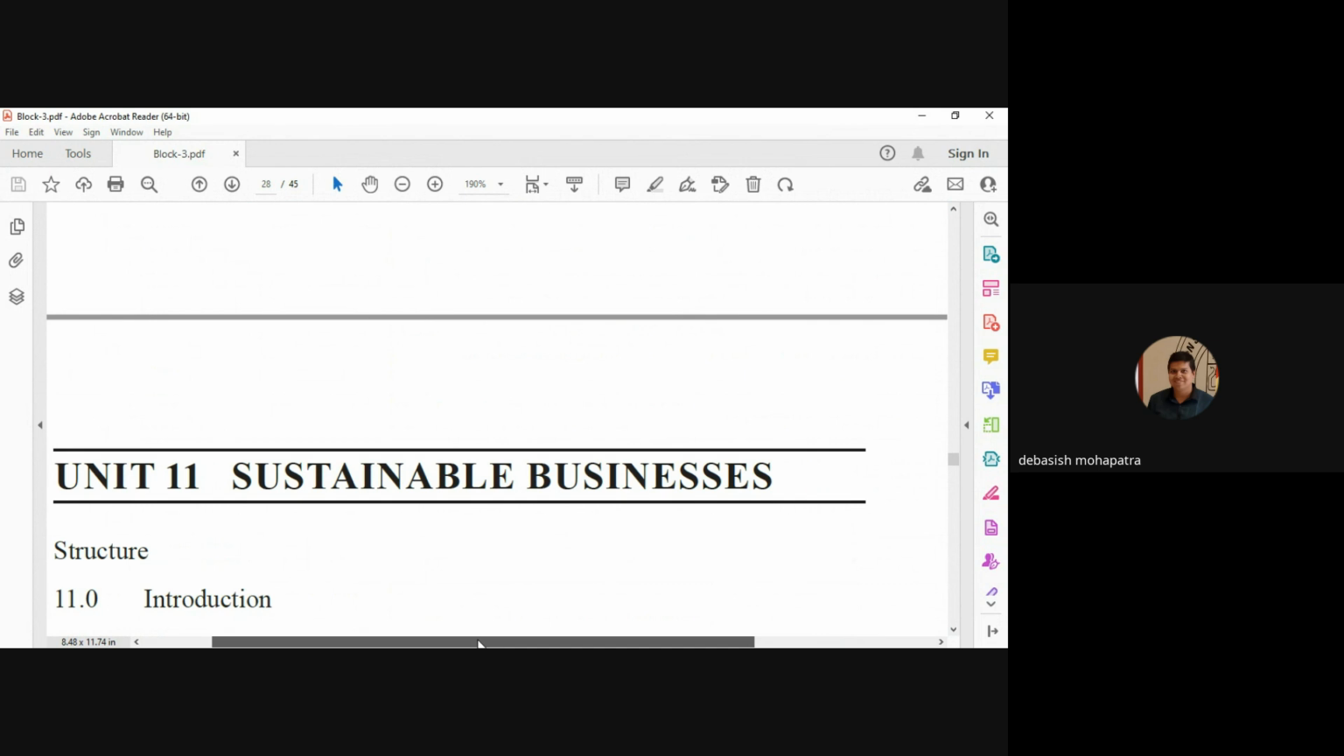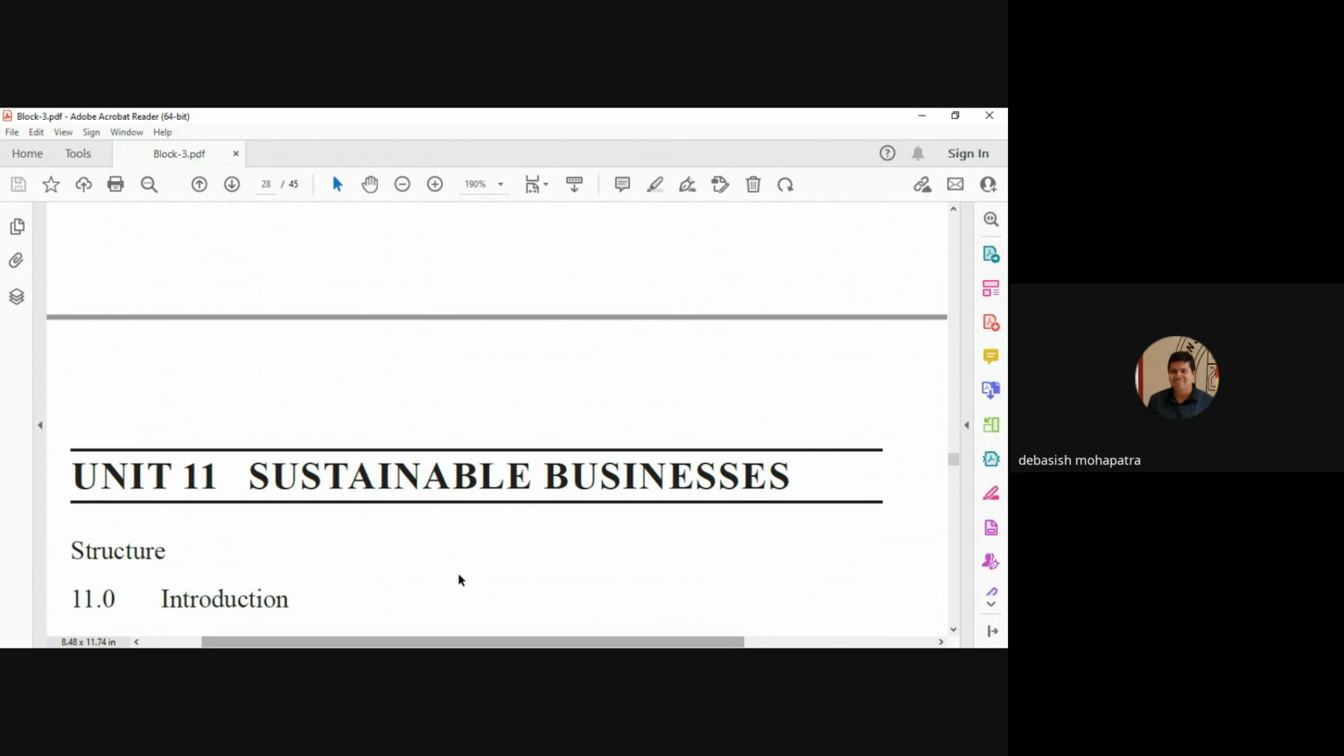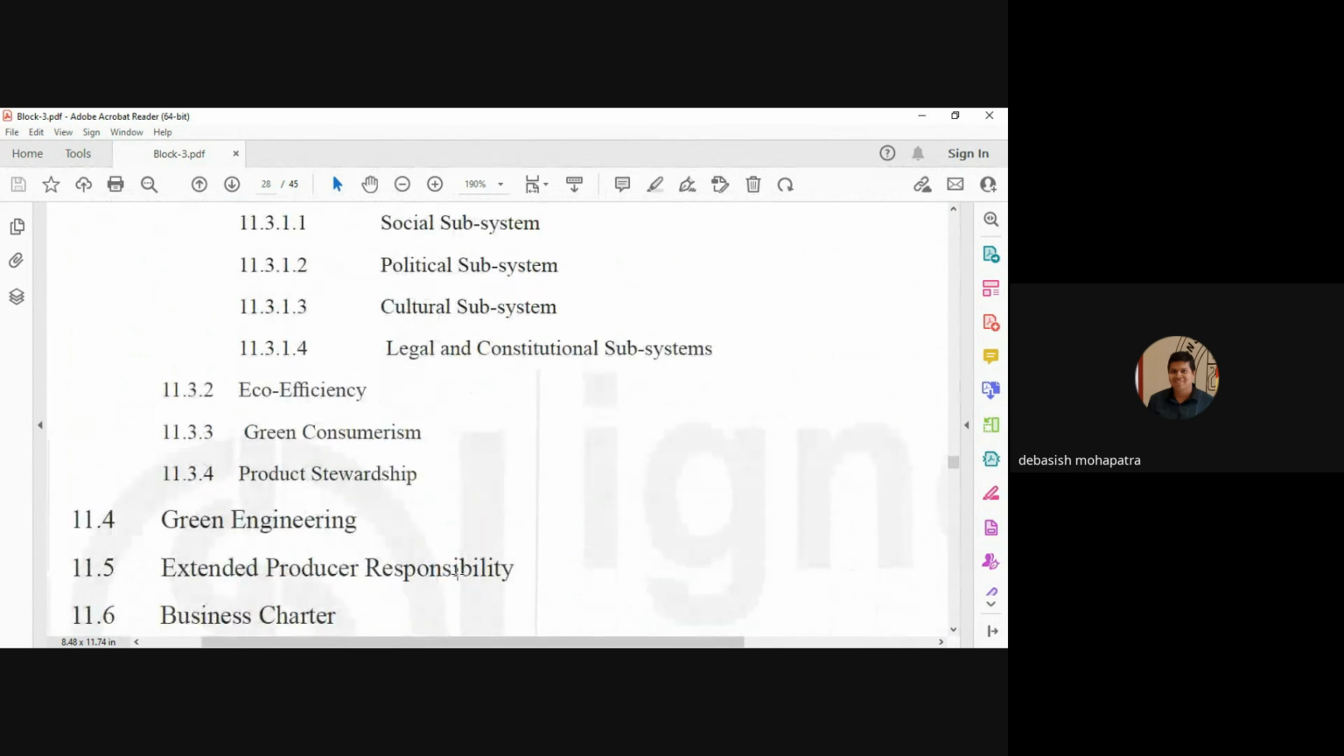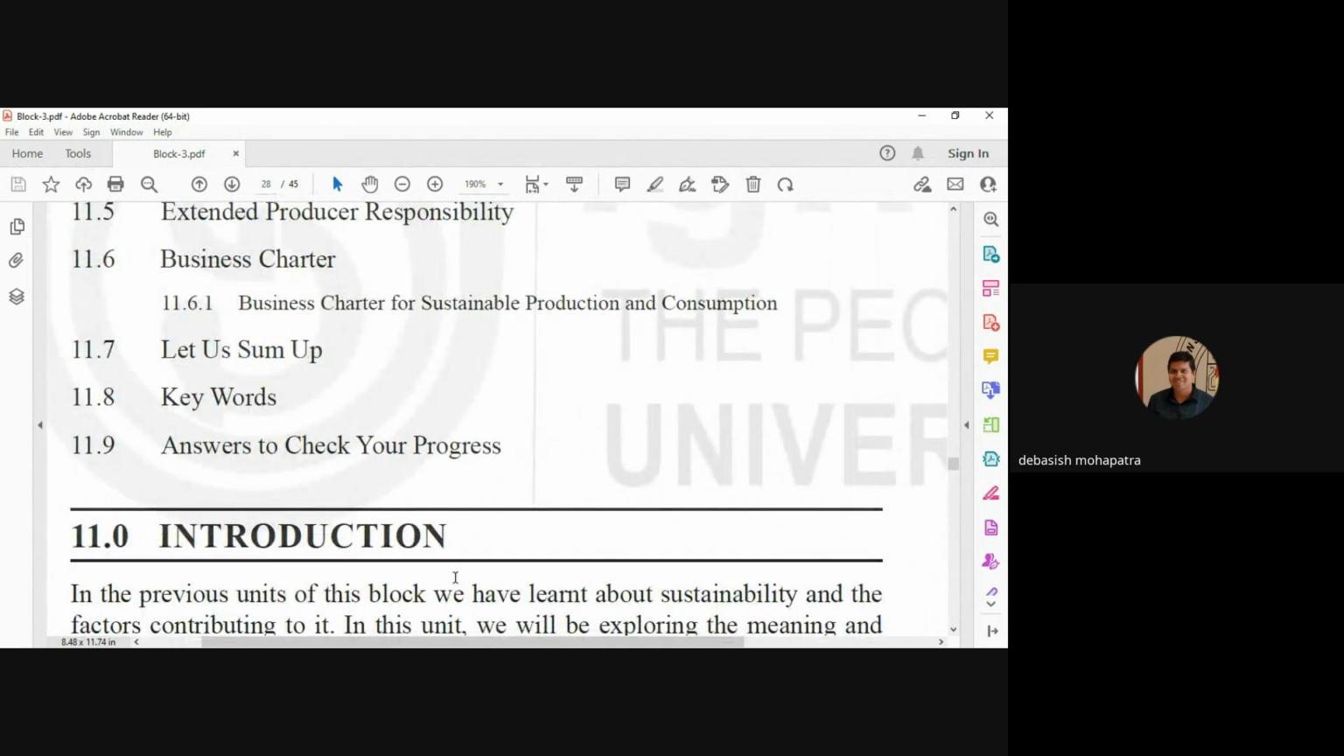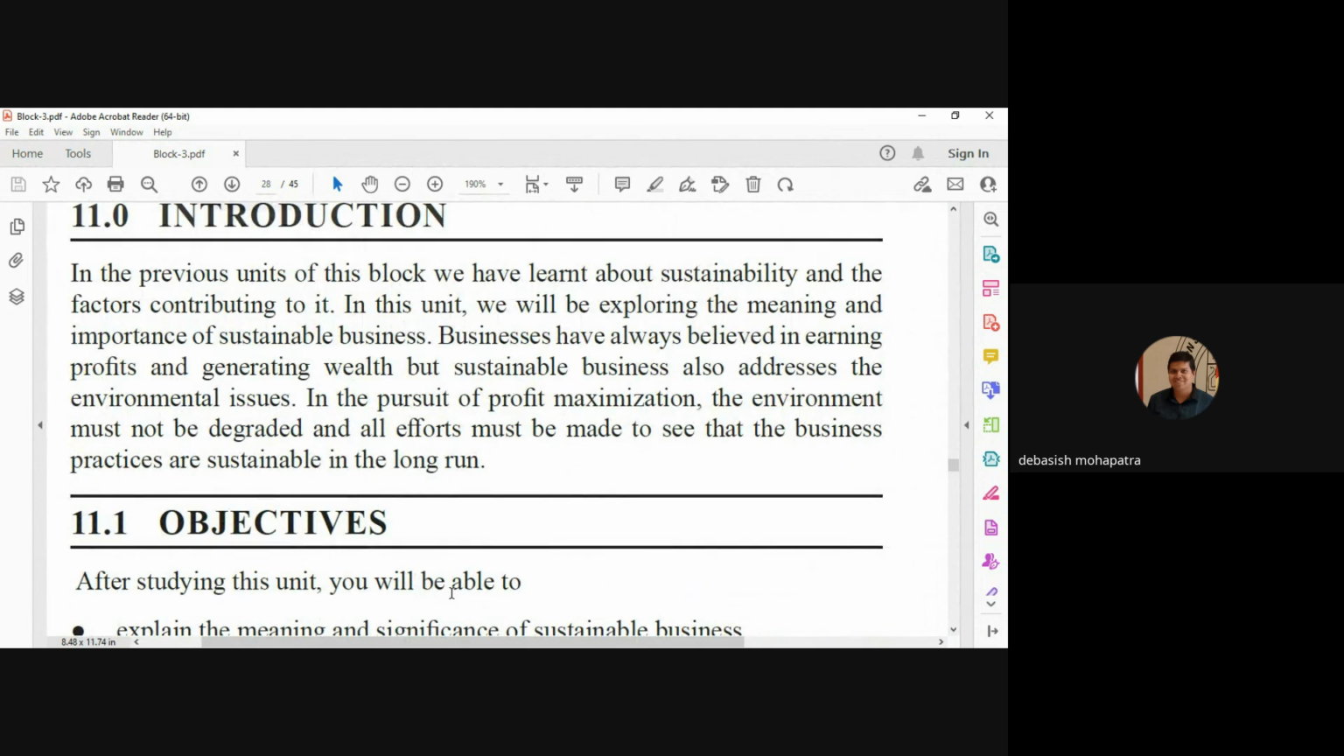Then the last unit of this block: sustainable business. Here we'll explore the meaning and importance of sustainable business, or green business. In the pursuit of profit maximization, the environment must not be degraded, and all efforts must be made to see that business practices are sustainable in the long run.